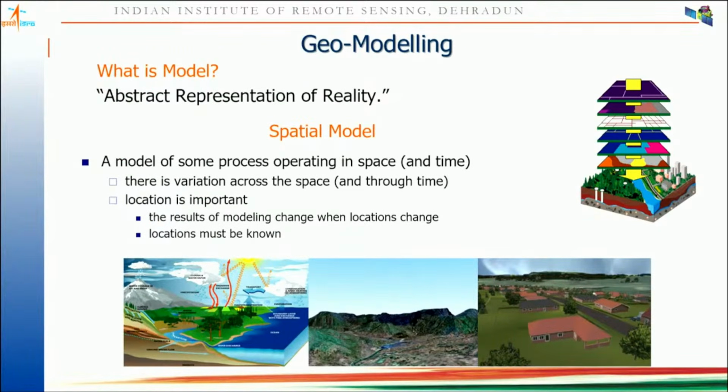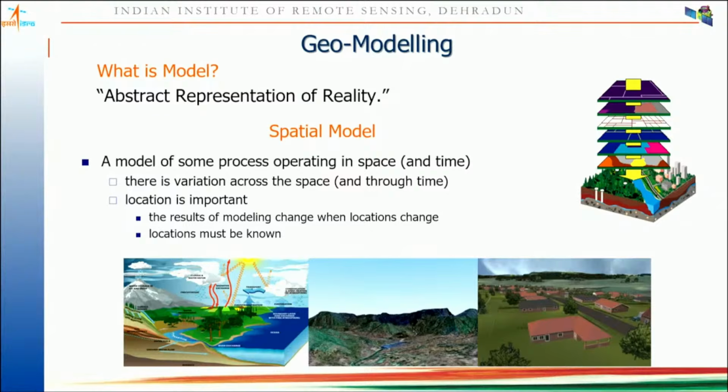Now, the next important point we have to understand in geocomputation is called geomodeling. You know that a model is an abstract representation of reality. Whatever we are seeing in the real world, if I am converting this reality into abstract form in my computer system, then you can say it is a model. For example, we discuss raster and vector data models.